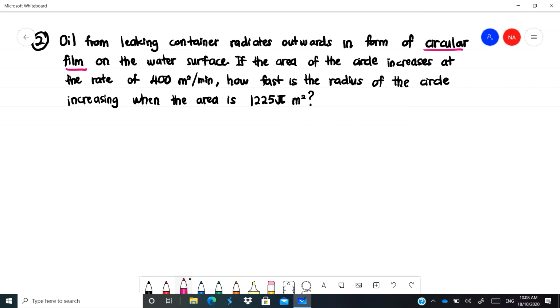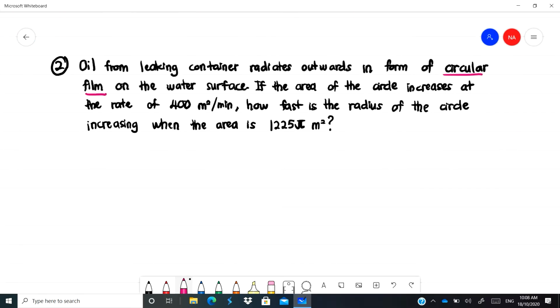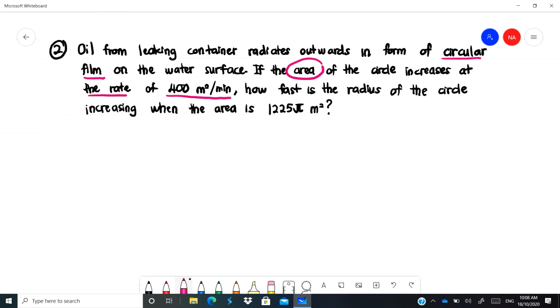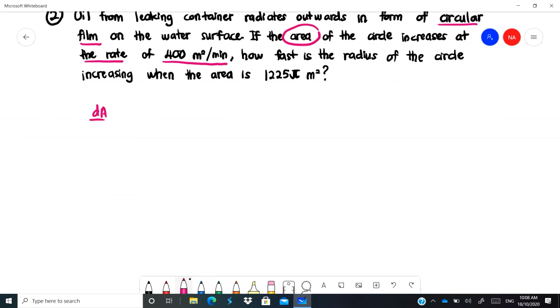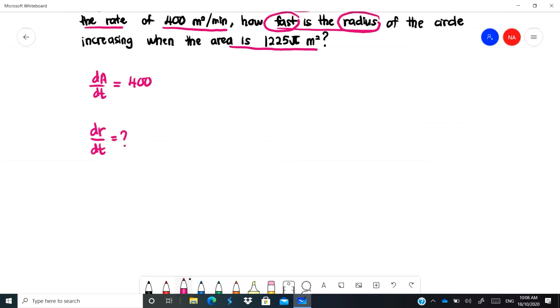So the area of the circle is increasing at the rate of this, so we are given dA over dt equal to 400. How fast is the radius? So we are going to find dr over dt. How fast means we want to find something over dt, and that something will be the radius. So in this case we want to find dr over dt. How much is dr over dt when the area A is given by 1225 pi?